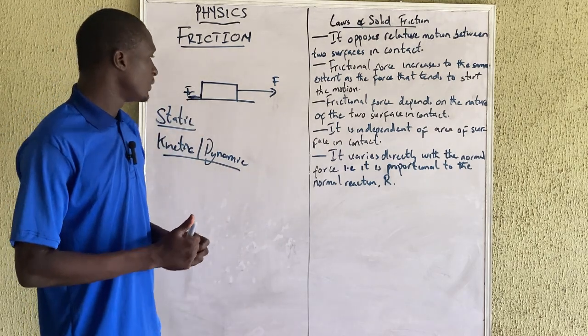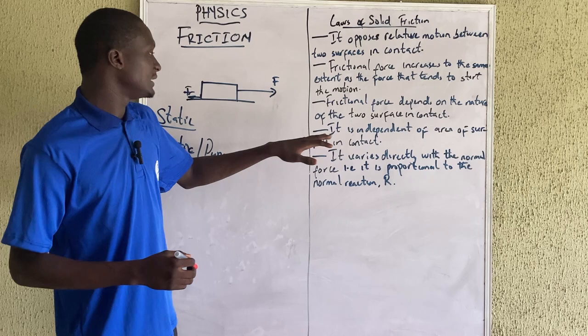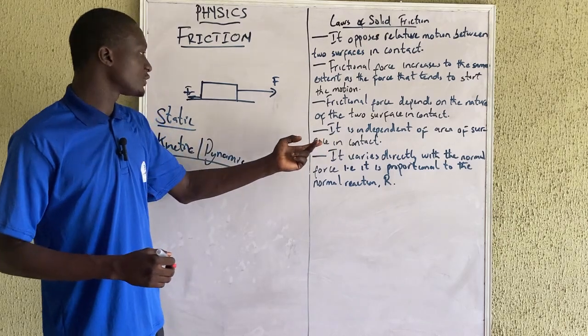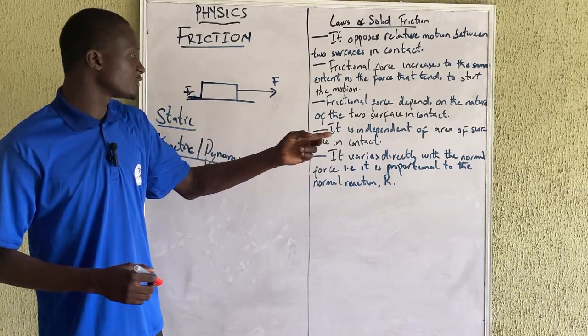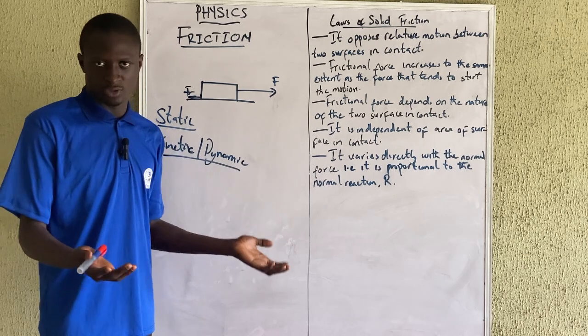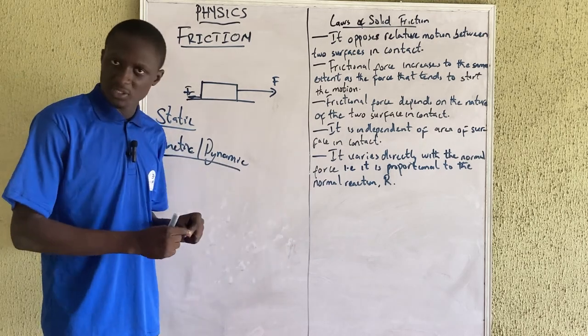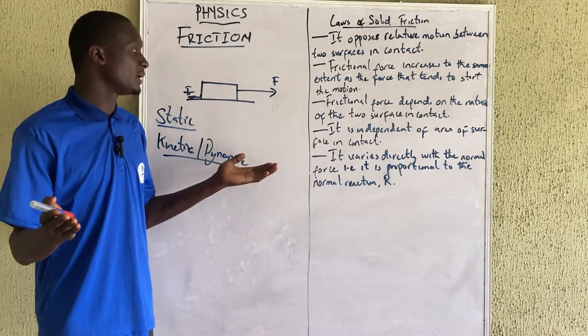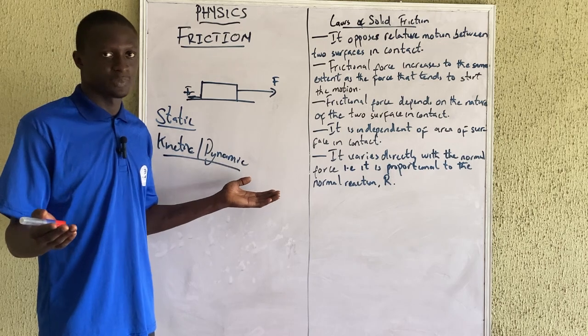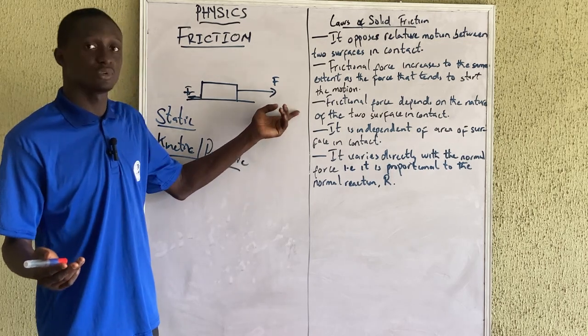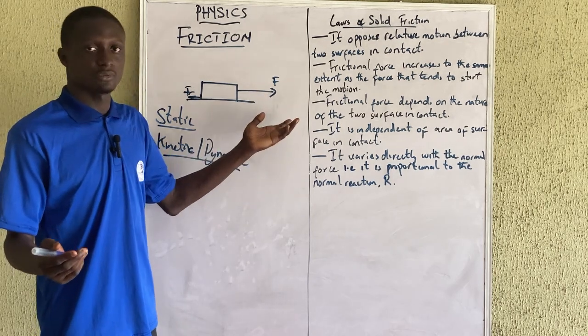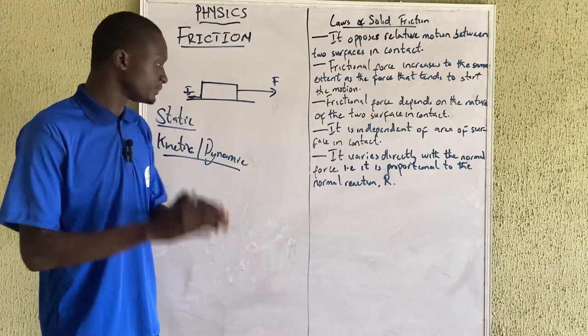Okay, the fourth one now. Frictional force is independent of the area of surface in contact. Yes, frictional force does not depend on the area, either it is a small surface area or a large surface area. It doesn't depend. But frictional force will depend on what? The surface of contact, either smooth or rough.